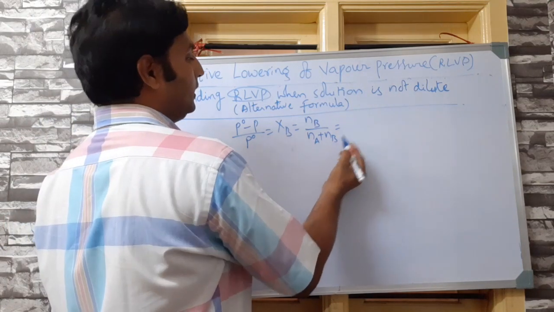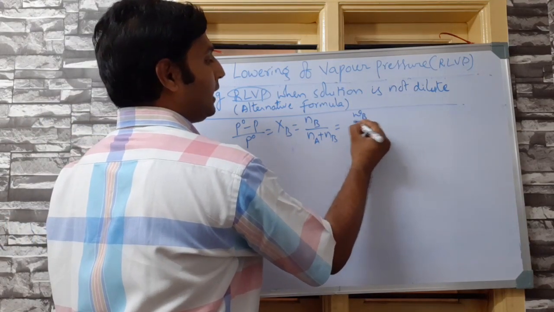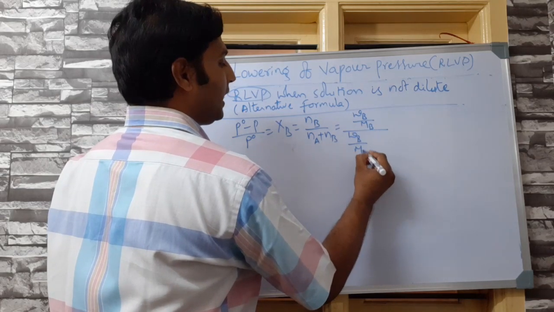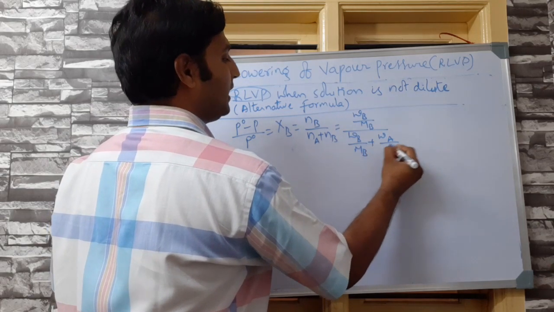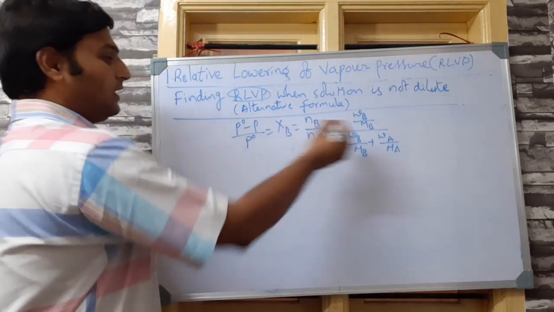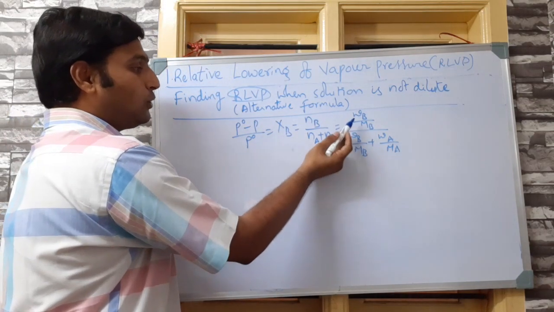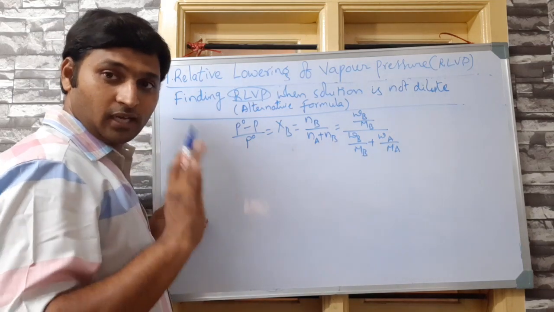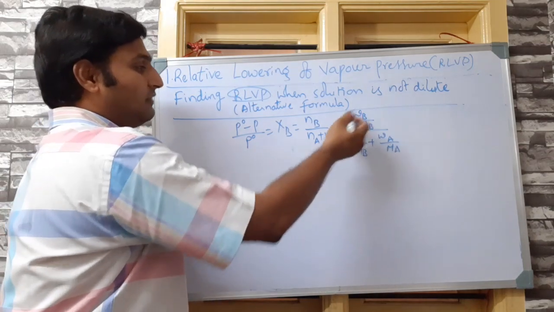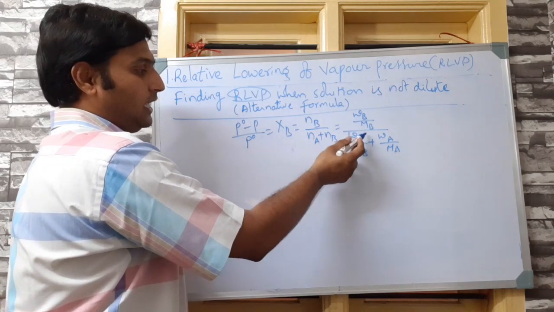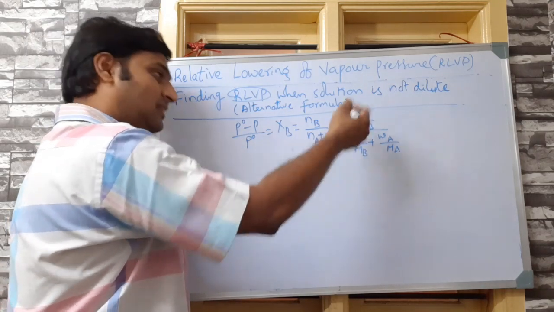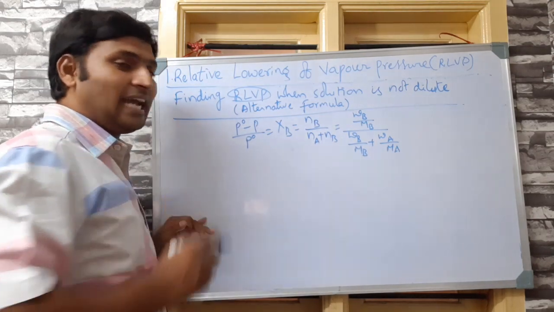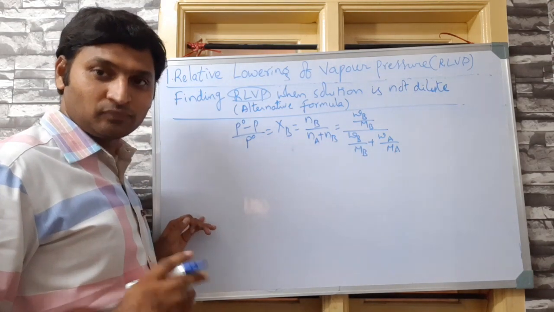See here, WB by MB divided by WB by MB plus WA by MA. This would be the final relation: P naught minus P by P naught is equal to WB by MB divided by WB by MB plus WA by MA. Now, if they have given all these parameters WB, MB, WA, MA, then doing these ratios, substituting here and getting P naught minus P by P naught, that is getting RLVP, is not a problem.